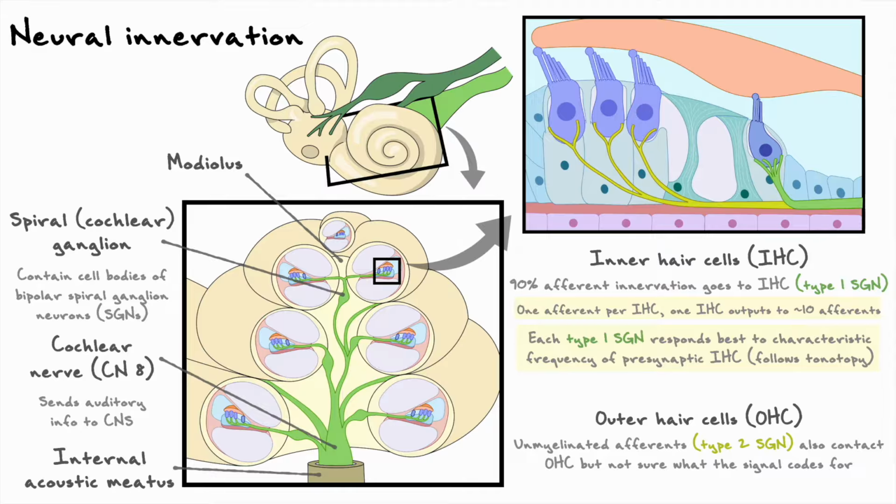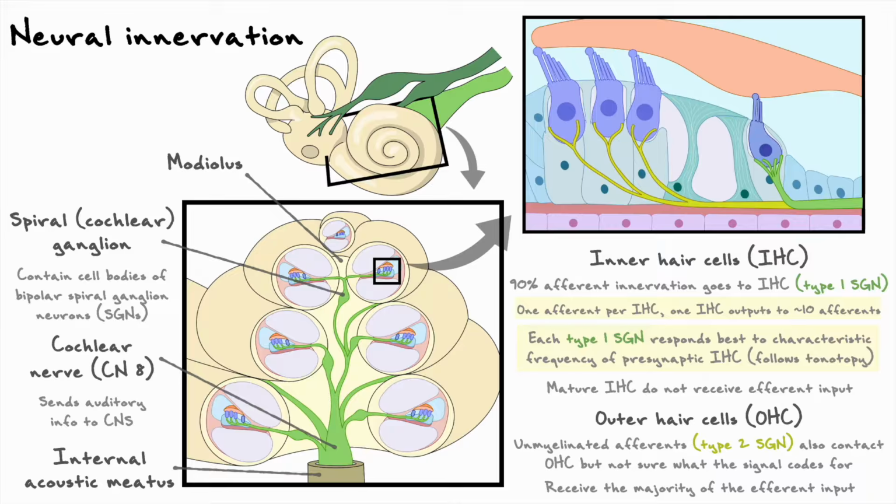For outer hair cells, although they send some information that is picked up by these type 2 SGNs, we unfortunately do not know much about what this information codes for and whether or not it is used for auditory processing. With respect to the efferent innervation, mature inner hair cells do not receive any efferent input directly. For outer hair cells, however, we've seen that they are the primary cell targeted by these efferents, and it plays a role in this entire cochlear amplification mechanism.